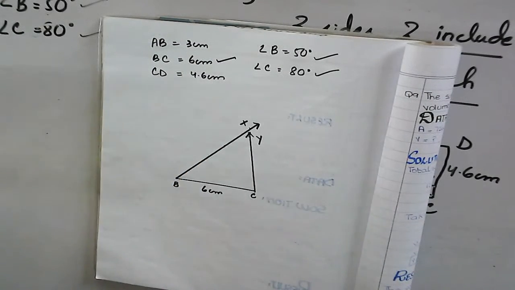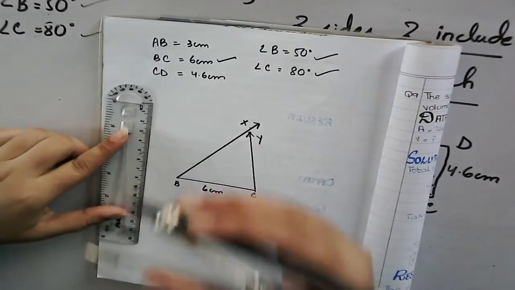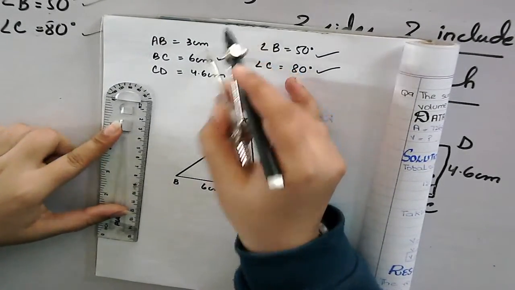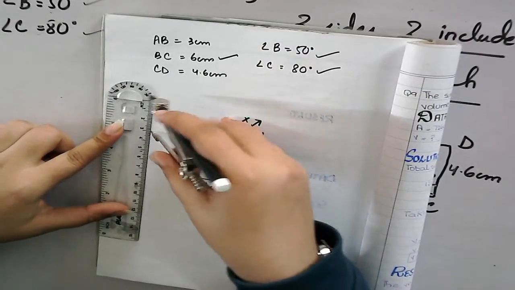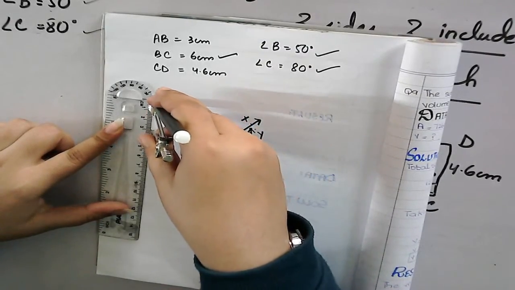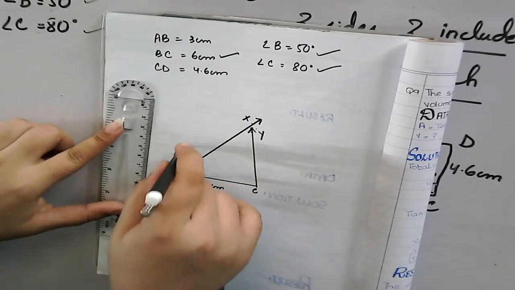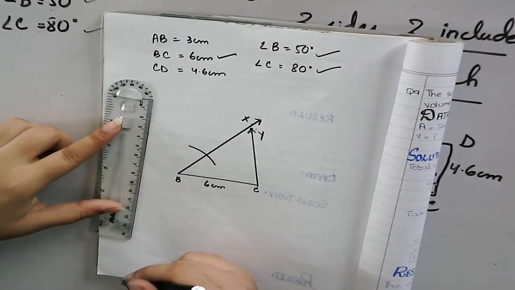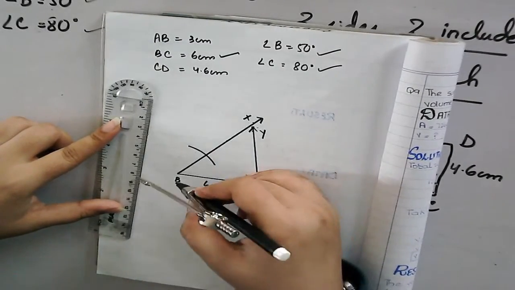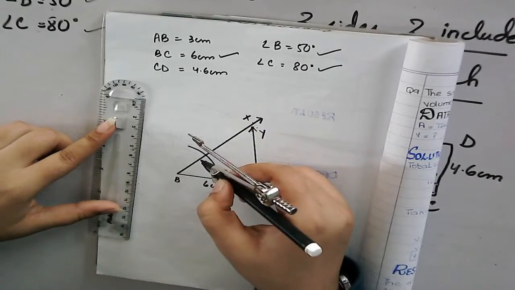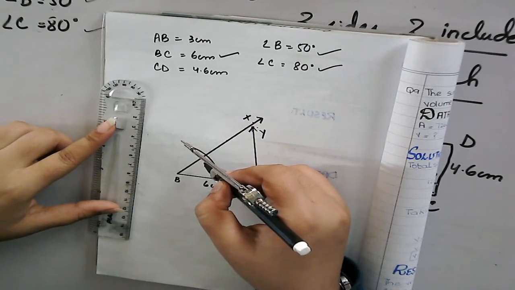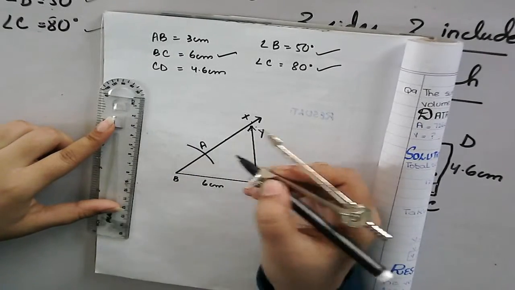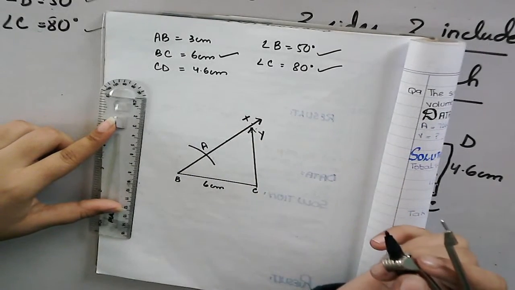So open the compass of 3 centimeter, because AB is equal to 3 centimeter. So you have to take the radius of 3 centimeter and mark the arc which intersects BX. Basically BX is a ray, so you have to intersect that with the help of the compass. So the intersecting point is known as A.